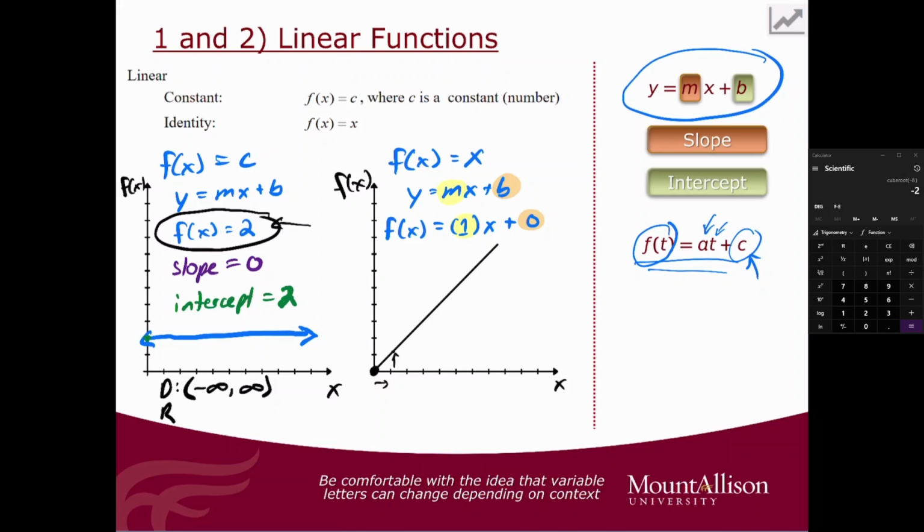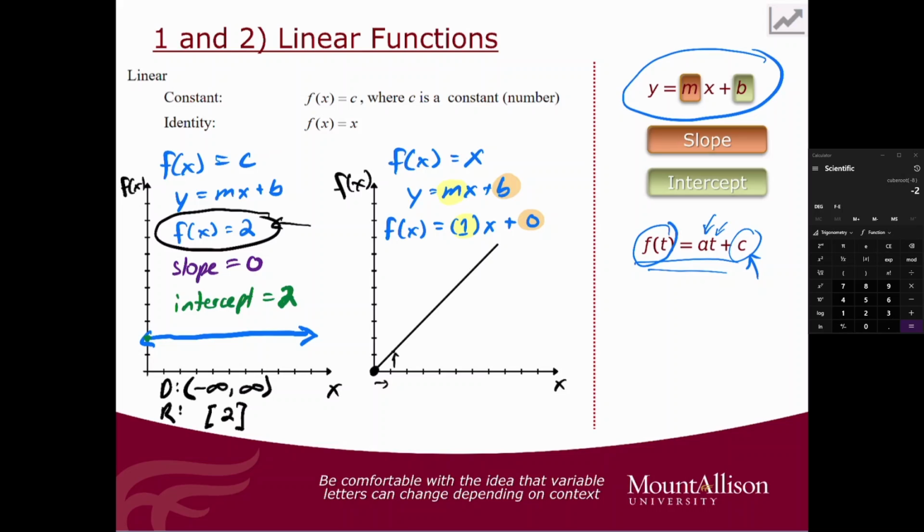Now my range in this case is asking what are the possible values of my function. Now there's only one, which is the number 2. And since the function can take on that number 2, that means that this would be a closed interval, so I'd use the square brackets as opposed to the parentheses or the round brackets. So that's my domain and range for the constant function.